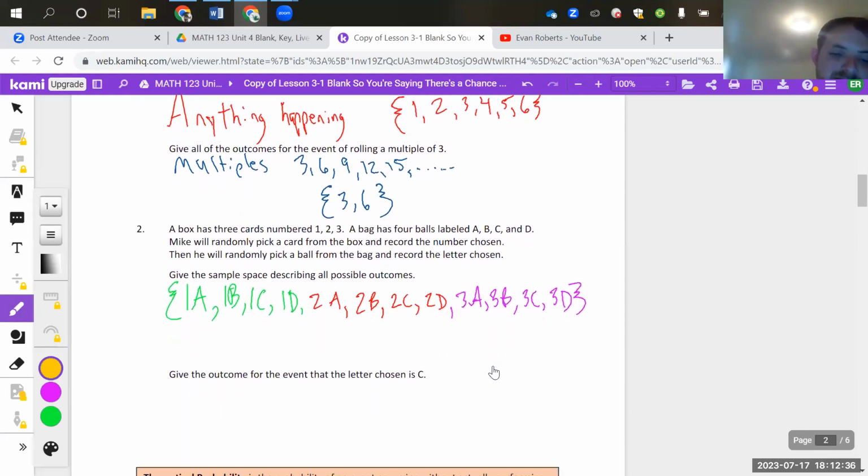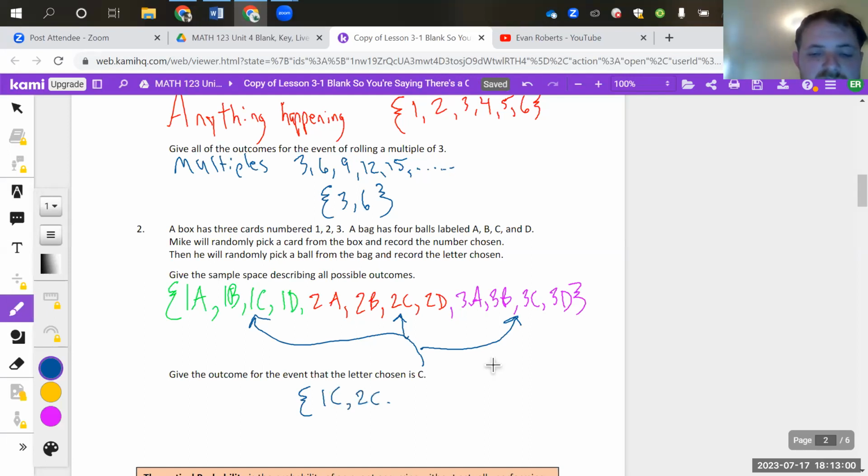So when we're supposed to give the outcomes here for part 2, you're just looking at anything that involves a C, which looks like that is 1C, 2C, and 3C. So if we're going to talk about that specific scenario, we would just say, with our fancy brackets, 1C, 2C, and 3C.